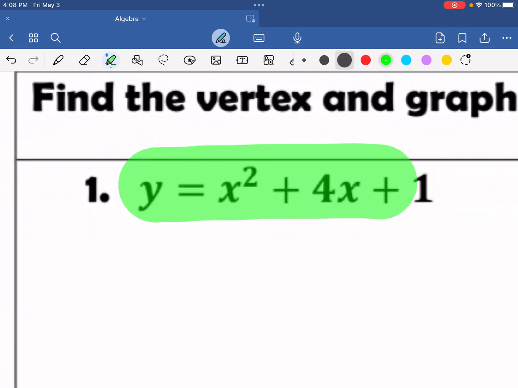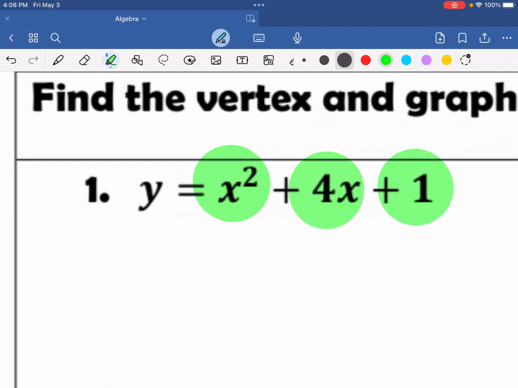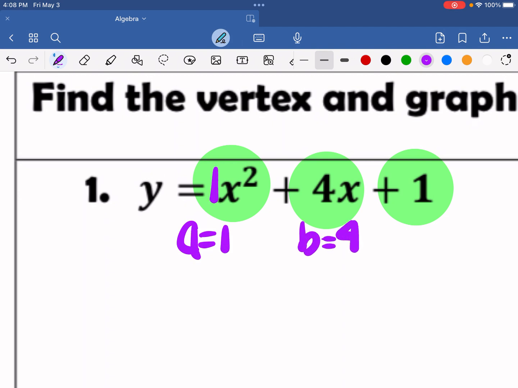Okay, standard form doesn't have parentheses. It has an a, b, and c. A is the number in front of x squared. So that's a equals 1. B is the number in front of x. That's a 4. And c equals the one that doesn't have x, which is 1.